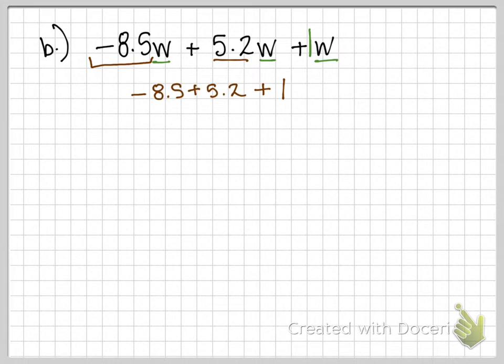Now I would like to add these first because then I can do the easy part, the same signs. 5.2 plus 1 is 6.2. Natalie, question. Where did the W go at the end? I'm going to add it at the end. So let's keep it out here so we don't forget because these are all going to be W, right?